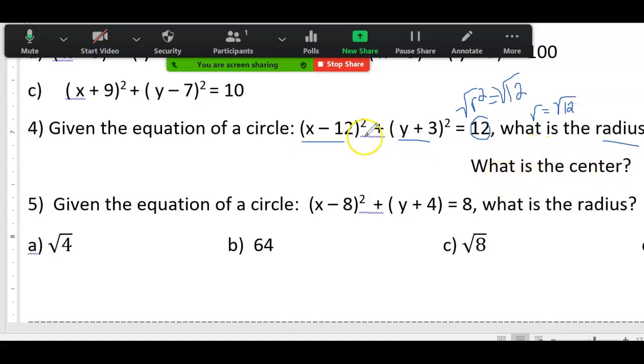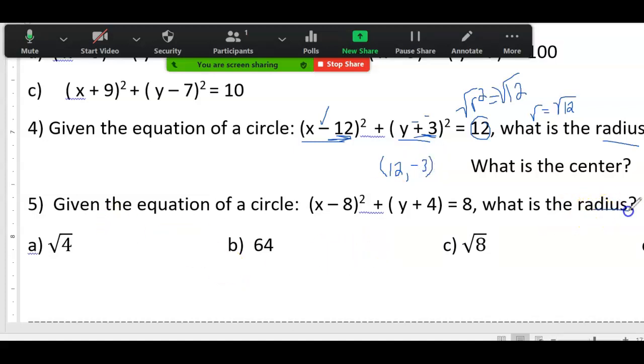Now what is the center? Well, my center is going to be these two numbers, right? But the equation has to have a minus sign. So that has a minus sign, so that's perfect. So my center is 12. So this side doesn't have a minus sign, so I know it's a minus negative. So then I know it's going to be a -3. That's my center. Go ahead and try number 5.